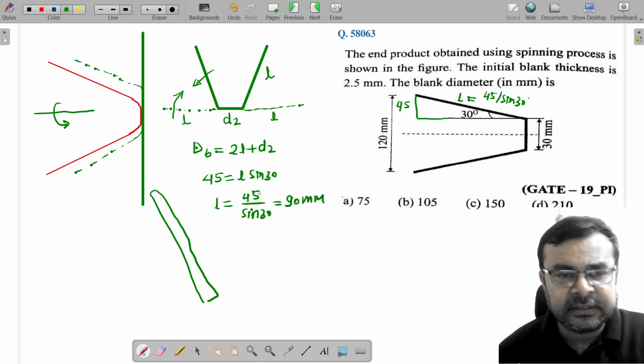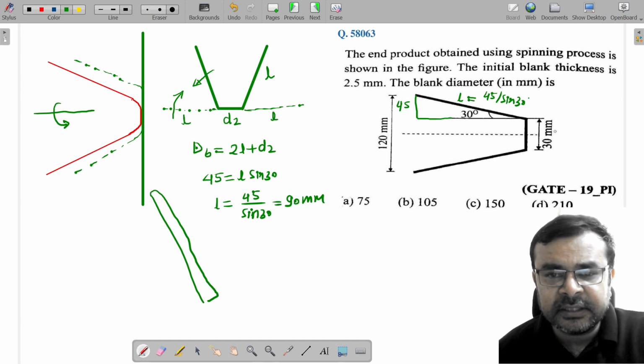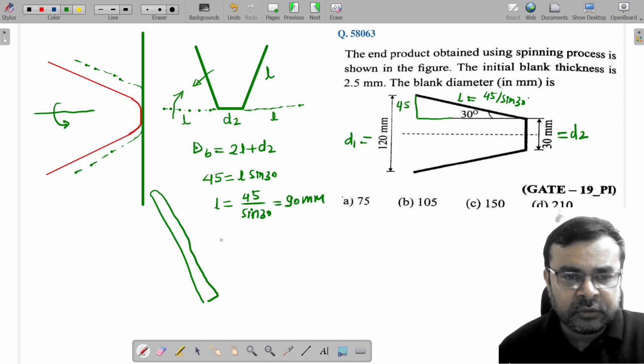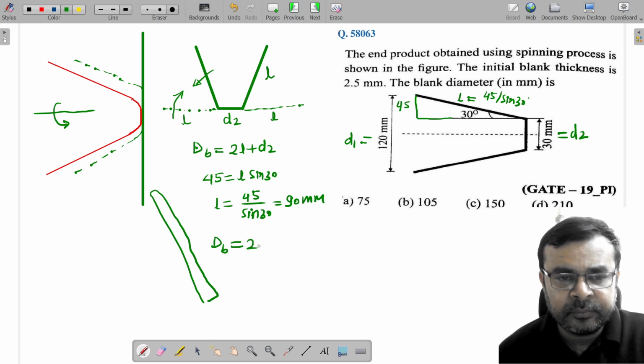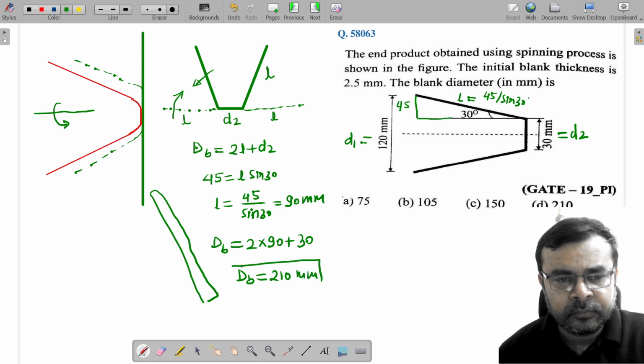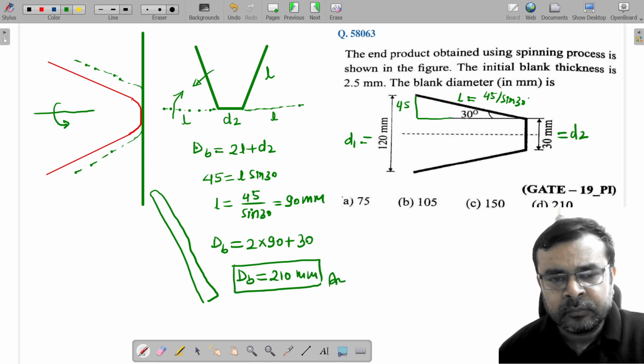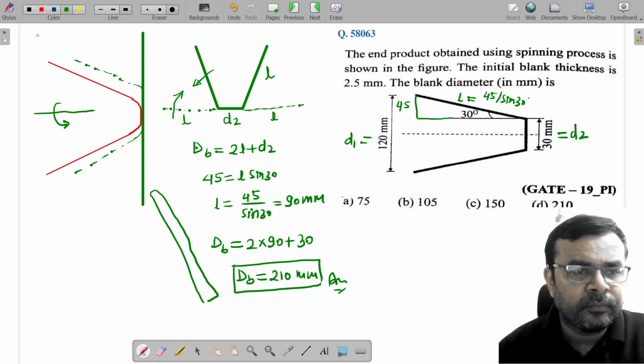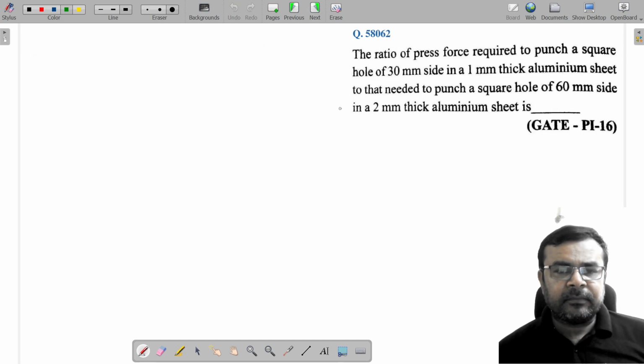And once you get this L, what about D2? You can see this is the diameter and this is one diameter. Yes or no? So simply the diameter of the blank can be written as 2 times of length, that is 90 mm plus 30 mm. So dB can be written as 210 millimeter. This is the answer. Yes or no? Okay, so let's see another question.